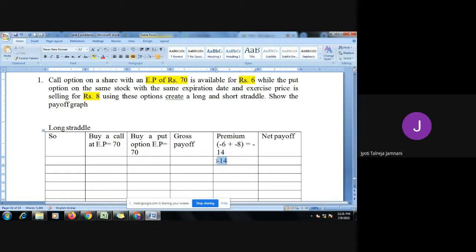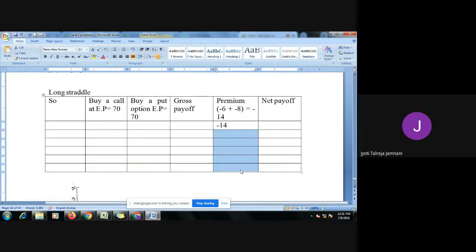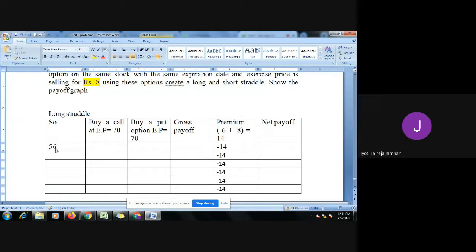So you need to pay these things. They have to give you the probable prices. I have missed typing it. You just take it. The probable prices, I'll write it here only: 56, 65, 70, 75, 84, and 90.